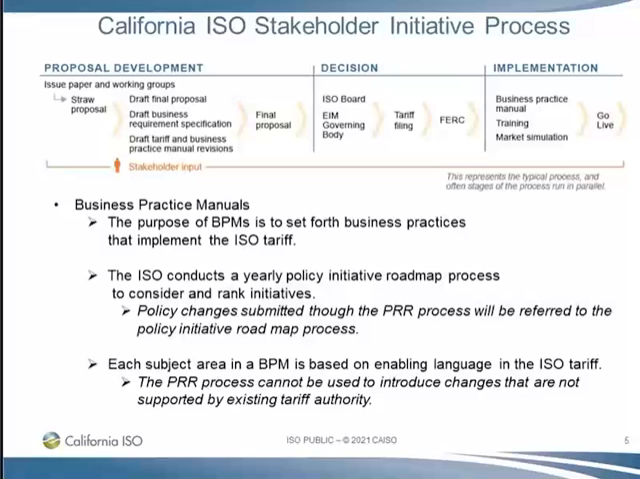The business practice manual's purpose is to set forth processes that implement the ISO tariff. Every year, the ISO conducts a policy initiative roadmap process to consider and rank initiatives. Policy changes submitted through the PRR process will be referred to as a policy initiative roadmap process. Each subject area in a BPM is based on enabling language in the ISO tariff. The PRR process cannot be used to introduce changes that are not supported by existing tariff authority.